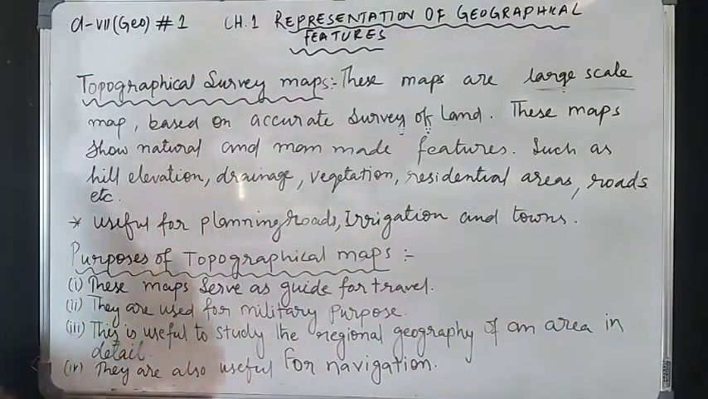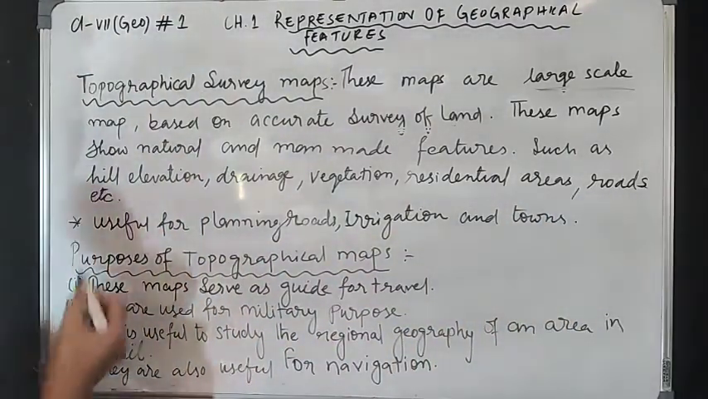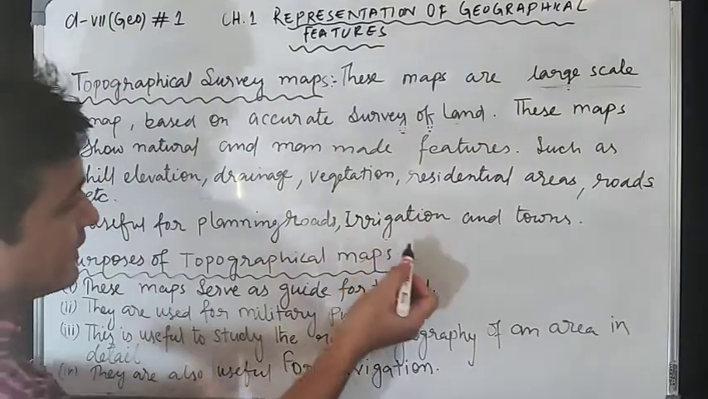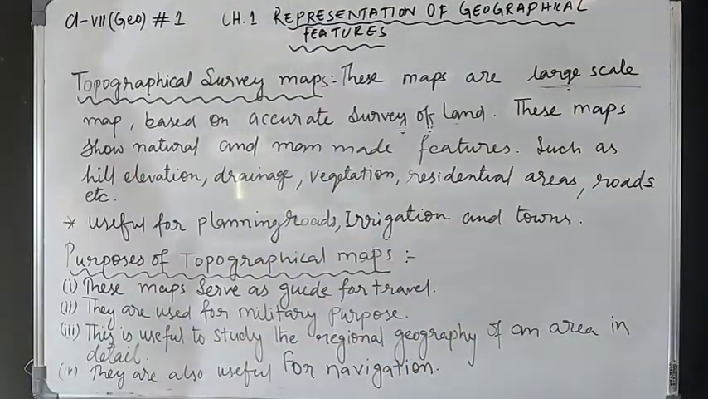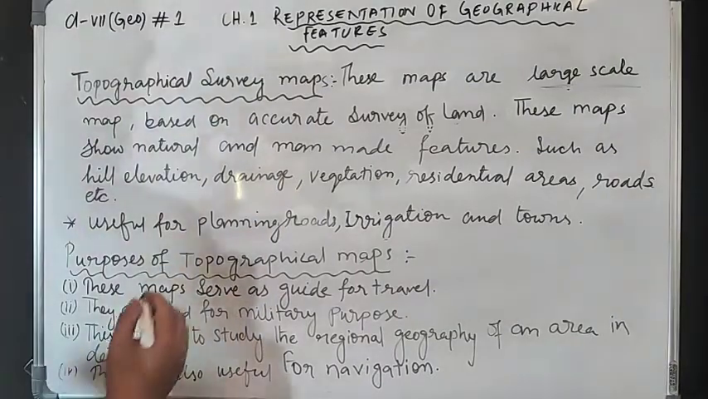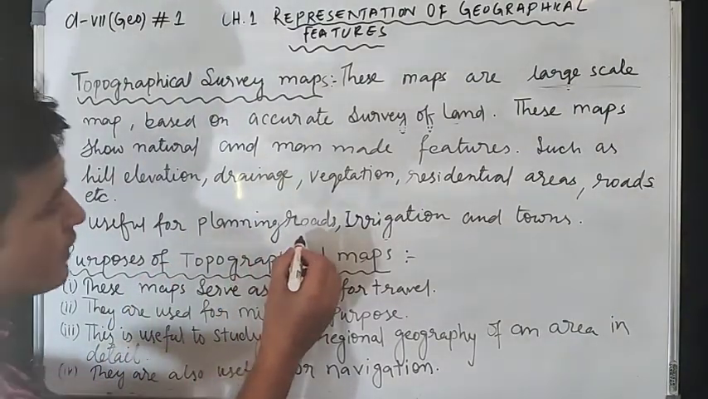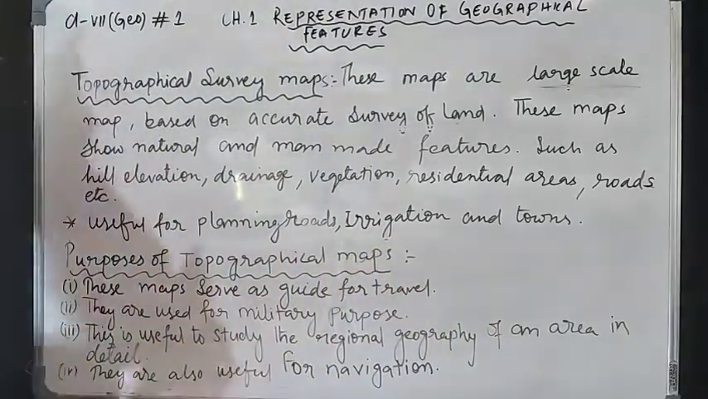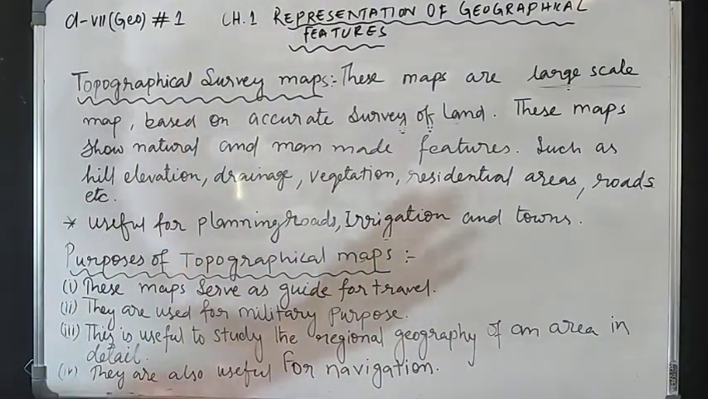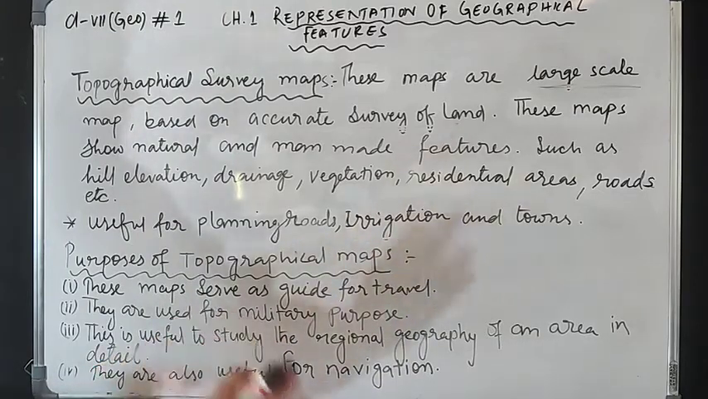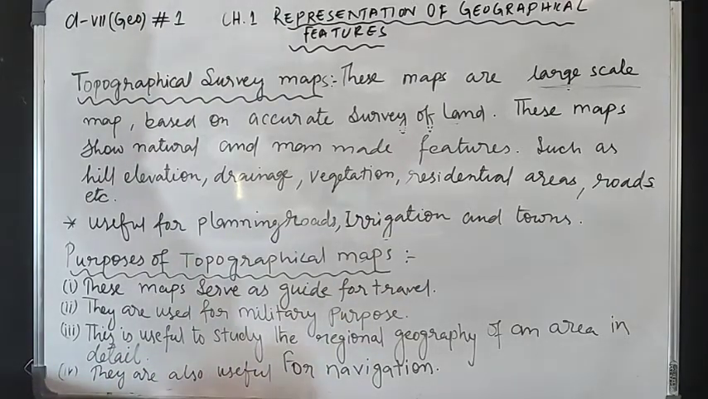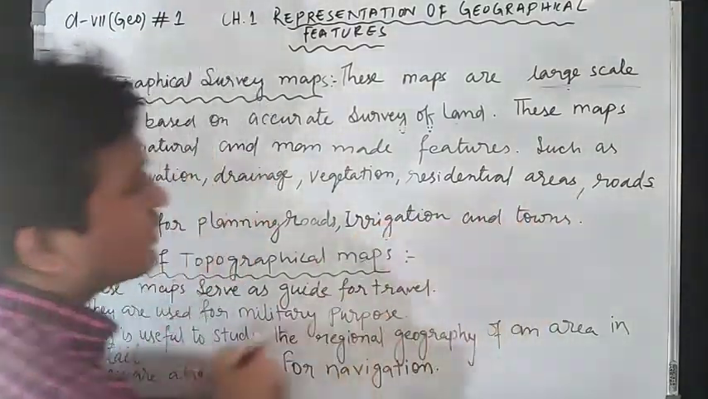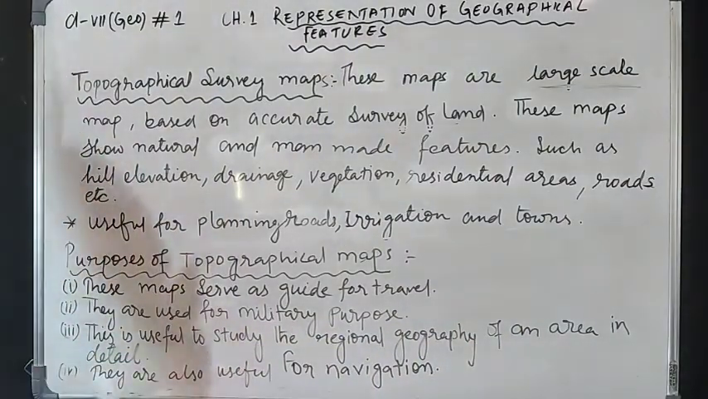Now, topographical maps are useful for planning roads, irrigation and towns. Irrigation means, simply, the drainage system of canals to provide water to the crops at particular intervals of time. And for planning towns also, these maps are used.